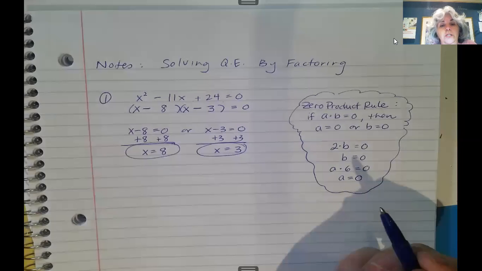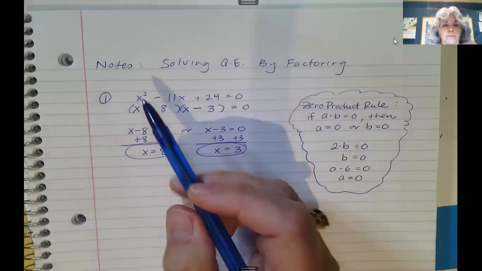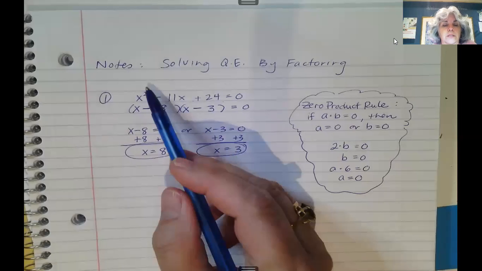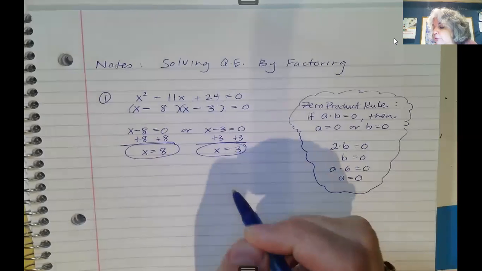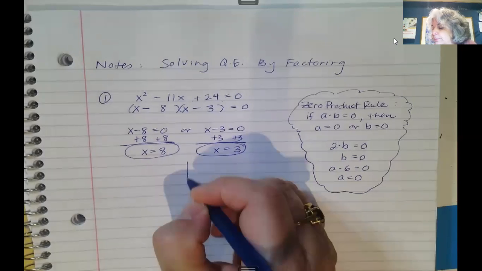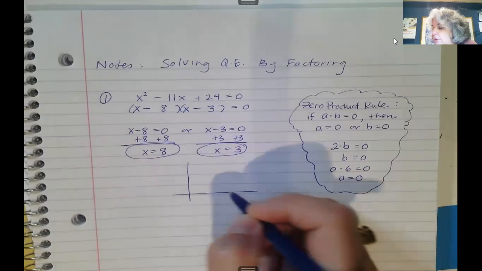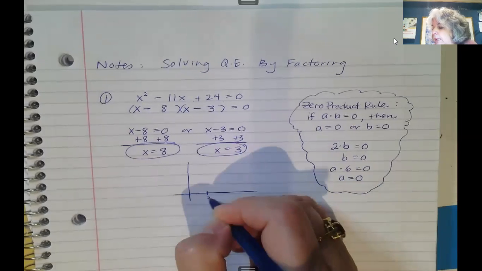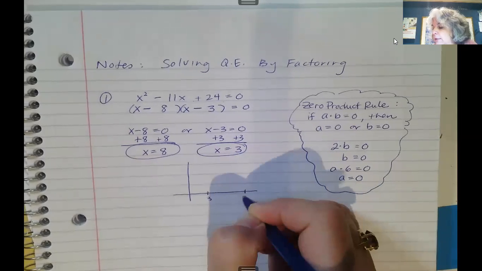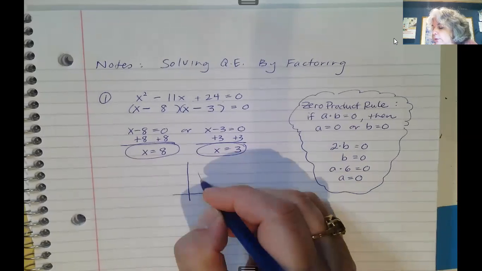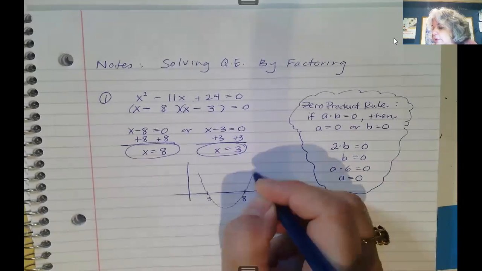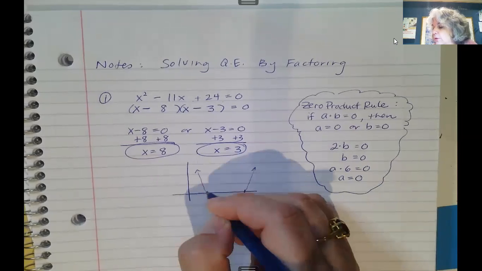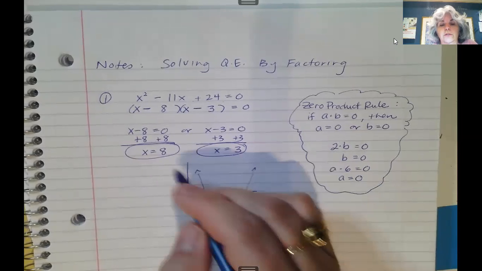Now, if you want to check this graphically, you would put this into your graphing calculator or into Desmos. If you want to verify that, you're going to get a quadratic equation. It's going to cross here at 3, and it's going to cross here at 8, and it's going to open up. So it's going to do something like this. You can check that on Desmos. So this is going to be your zeros, and those are the answers that you get there.